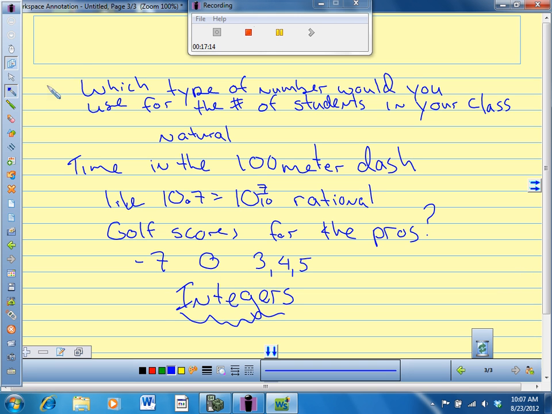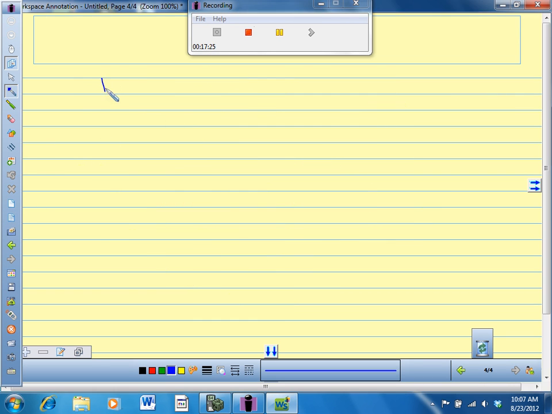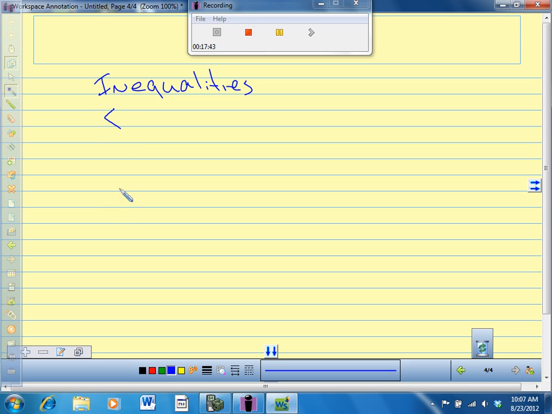Then we have these symbols called inequality symbols. We've been talking for 17 minutes so far. Inequalities. All you have to do is look on the back up there, I posted them up there. This thing means less than. What does this mean? Greater than. This means less than or equal to.